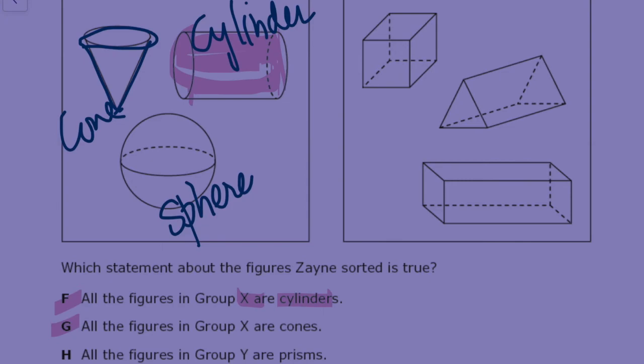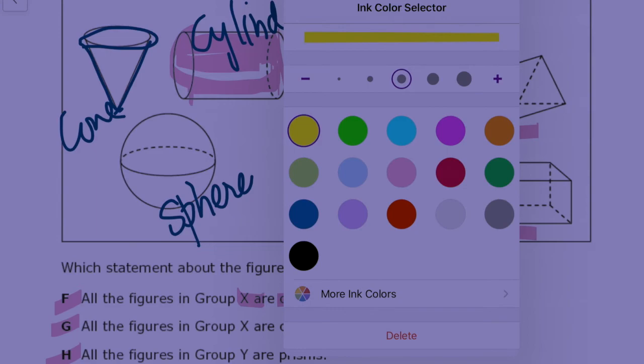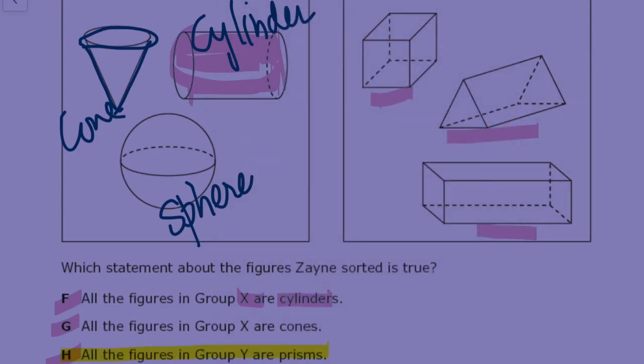Kids, if you write this down, it will be better for you to remember. The next one says group Y has all prisms. A cube is a prism, a triangular prism is a prism, and a rectangular prism is a prism. So the answer choice would be Y. But let's also look at J. All figures in Y are rectangular prisms, and that's not true because this is the only rectangular prism. So keep that in mind. Let's keep going with one more question.